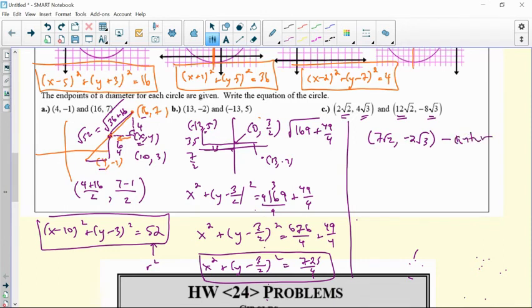Oh, it's a messy word for saying center. Let me try that again. Or it's messy penmanship, I should say, for center.